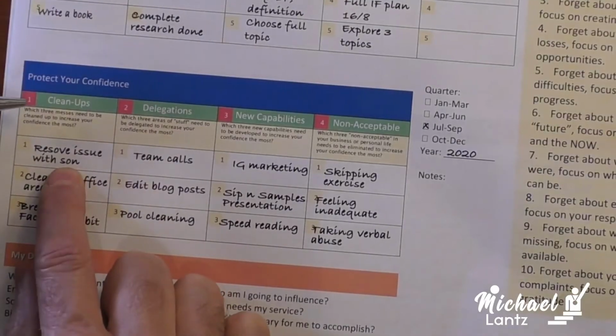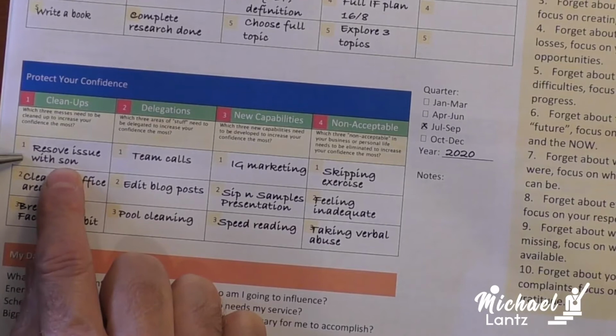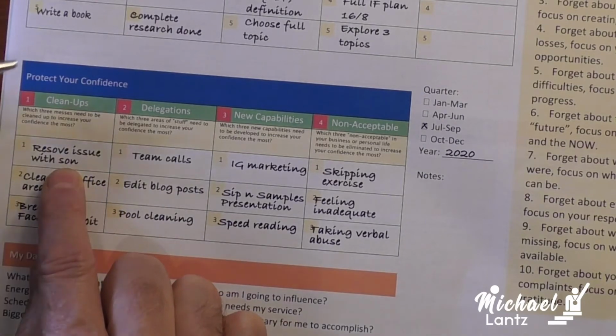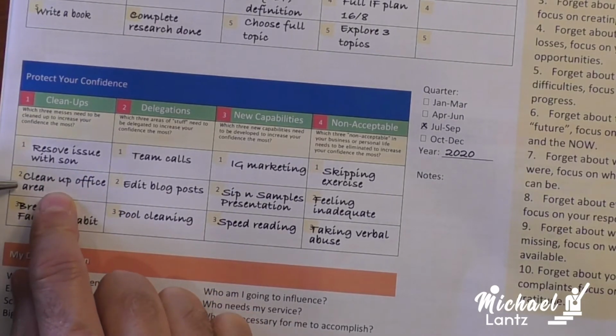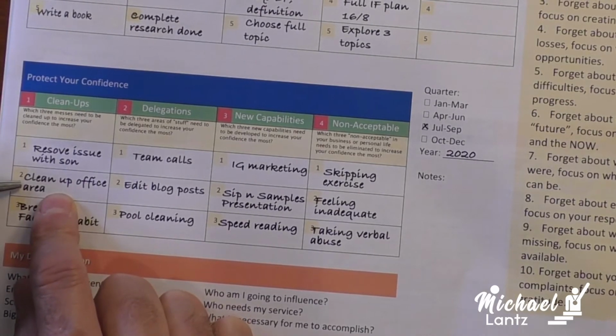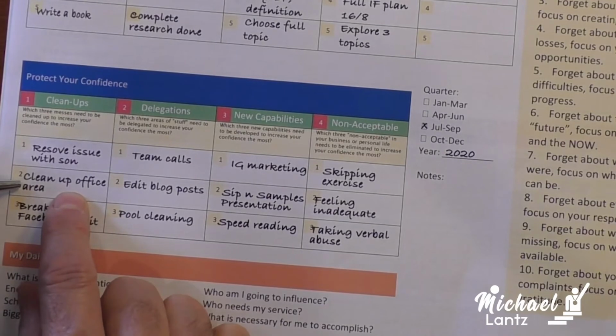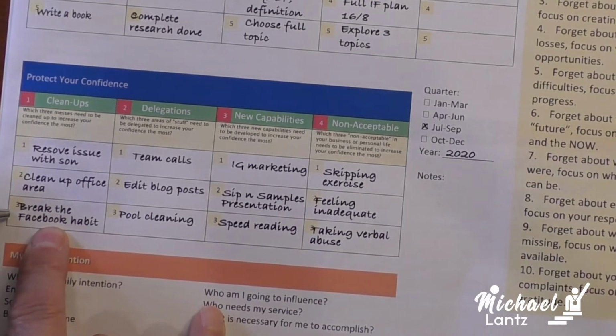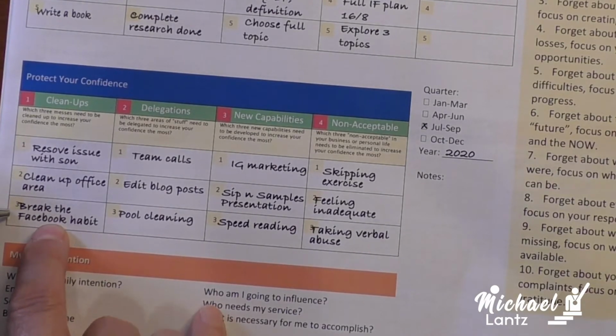Protect your confidence, cleanups. Got an issue with your son. You've got to resolve. You got to clean that up. It's dragging you down. This quarter, you're going to resolve it finally. Your office is a mess, just like mine is or has been. So you're going to clean it up. Just simply cleaning it up will free your mind. And you're going to break your mindless Facebook scrolling habit.